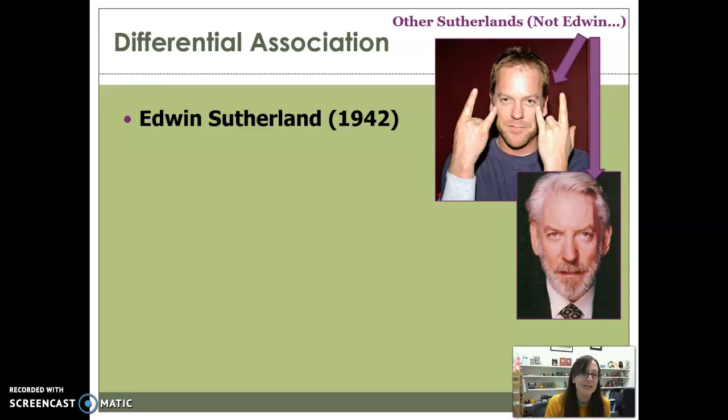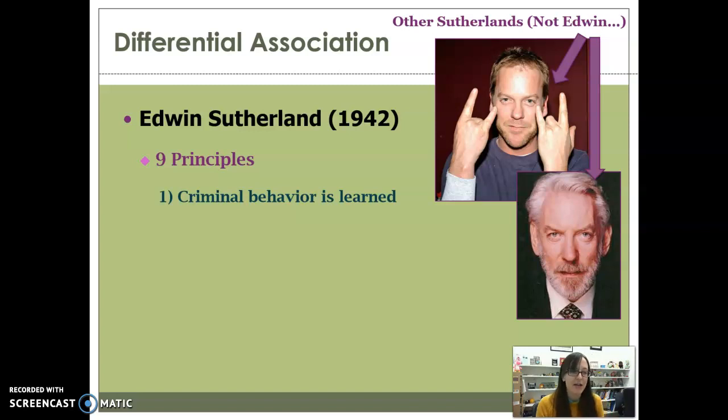Edwin Sutherland was the theorist who coined the term differential association. Other people have used it since, but in general, he talked about nine principles. He was also a member of the Chicago School. He rejected the idea that crime is the result of some criminal type or some kind of psychopathology. He said criminal behavior is learned, and that it's the social context that contributes to criminal behavior.